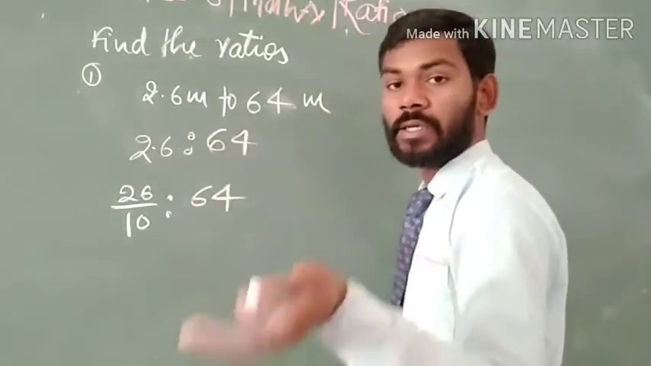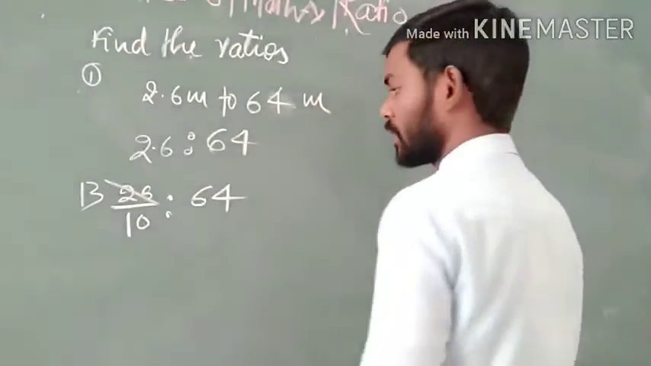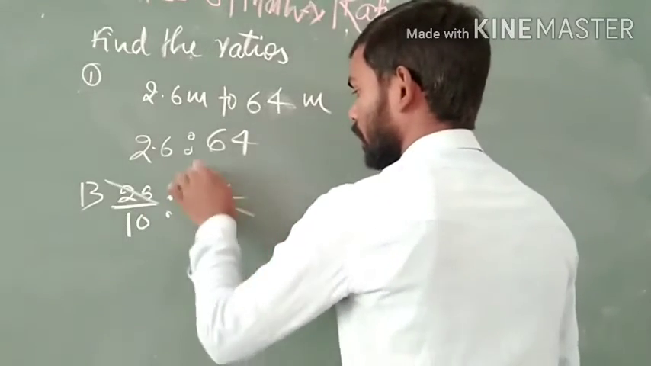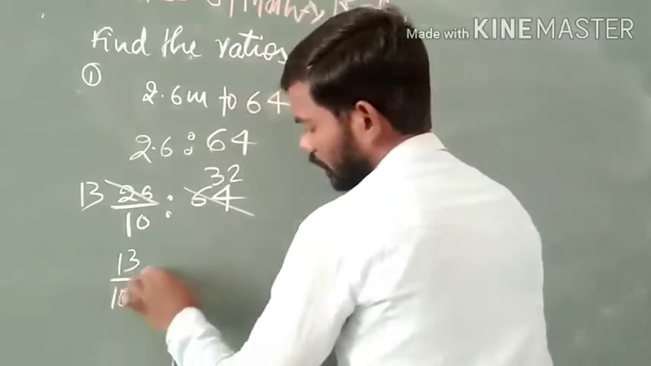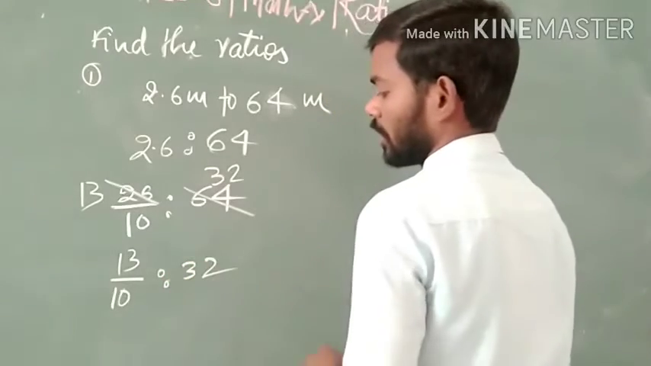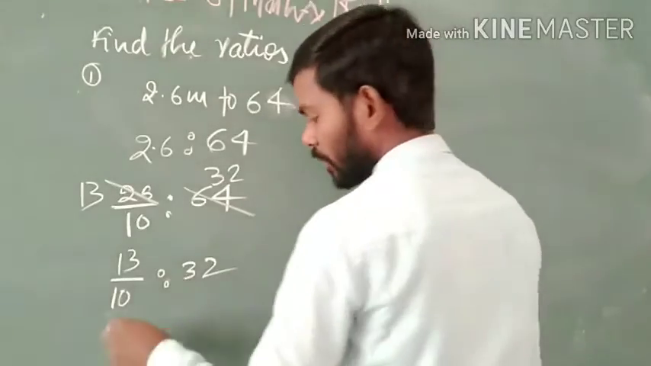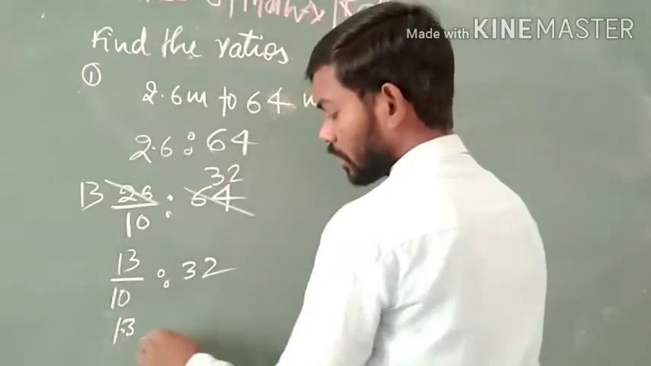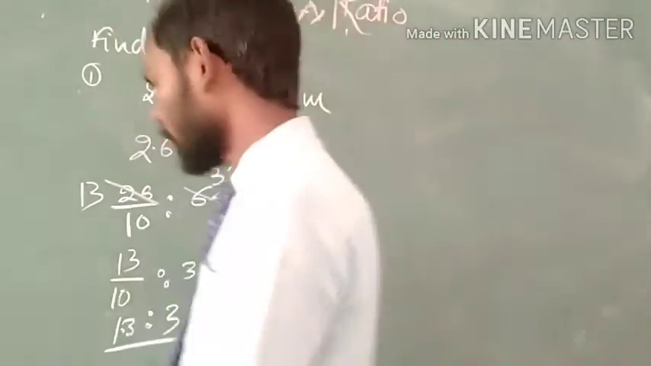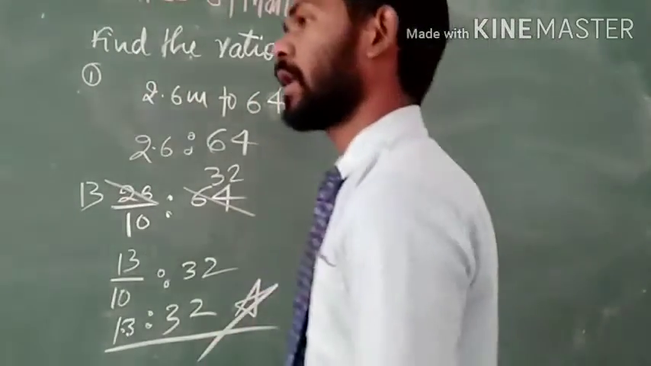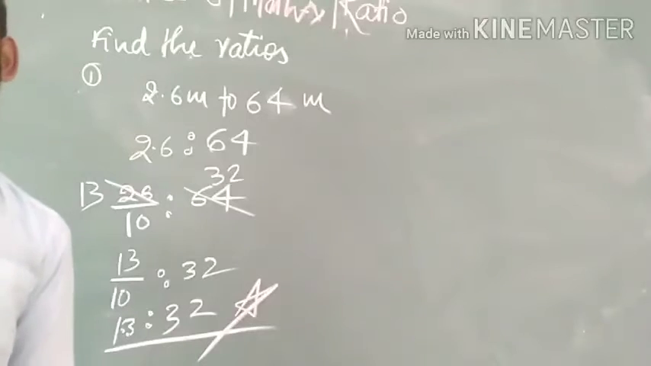Now we shall find its lowest terms. So divide by 2: 26 becomes 13 and 64 becomes 32. So at last we get 13 upon 10 is to 32. Now again, you can see that the denominator has the 10, so it may be written as 1.3 ratio 32. Therefore, 1.3 ratio 32 is the right answer.